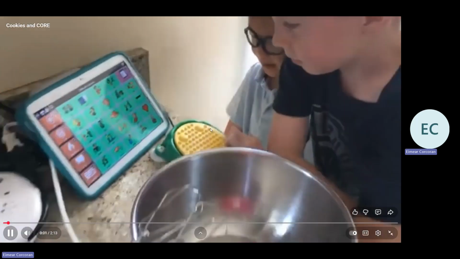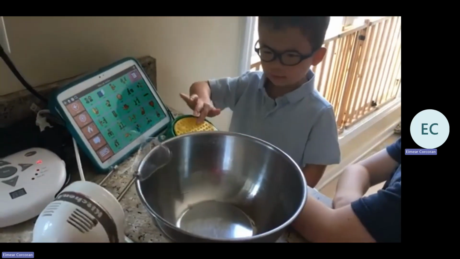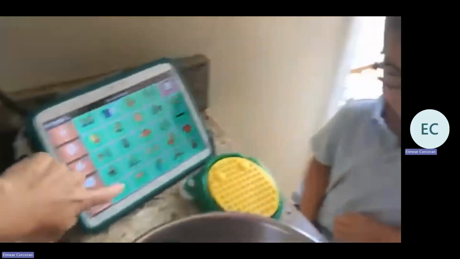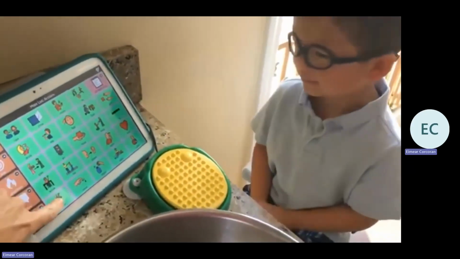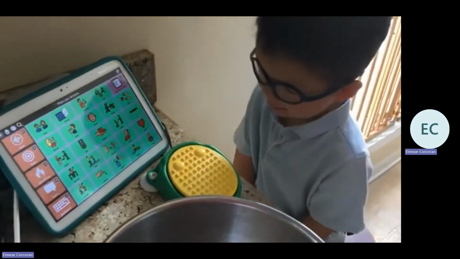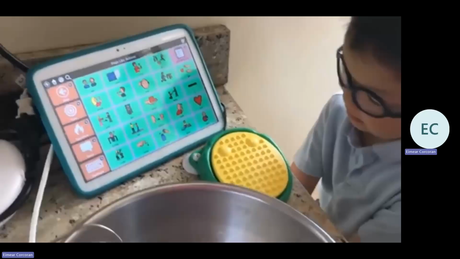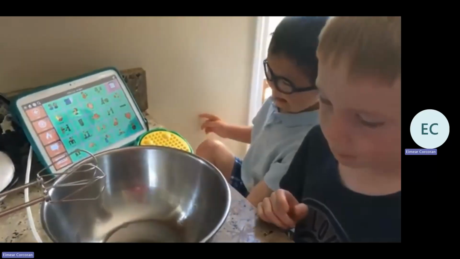Go? Go. Make it go. Yay! Good job, Philip. Do you know what we're going to make? Make. What are we going to make? Do you know? No. You don't know? That's okay. I'll tell you. We're going to make cookies.